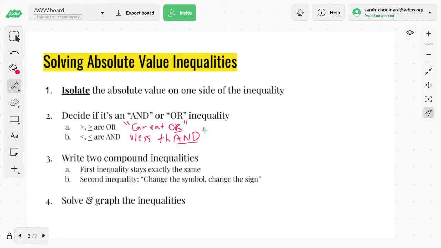And then from there, once you decide if it's and or, you're going to make two inequalities, just like we would make two equations. The first inequality is going to be exactly the same. The second inequality will change the symbol, change the sign. And then from there, we're just going to solve and graph the two inequalities.